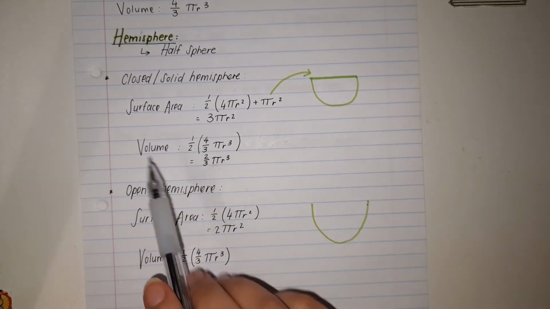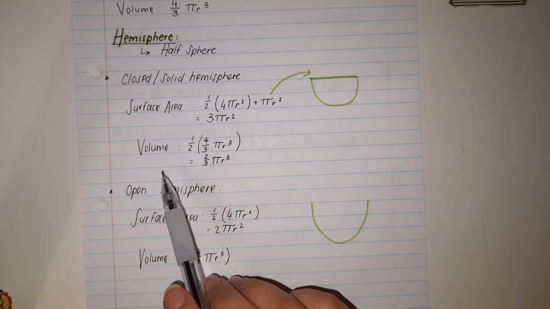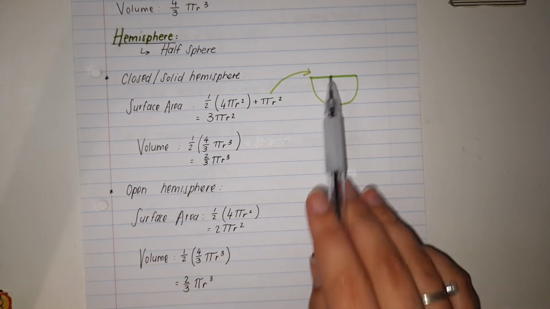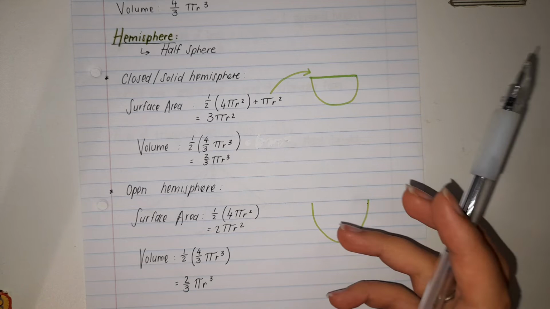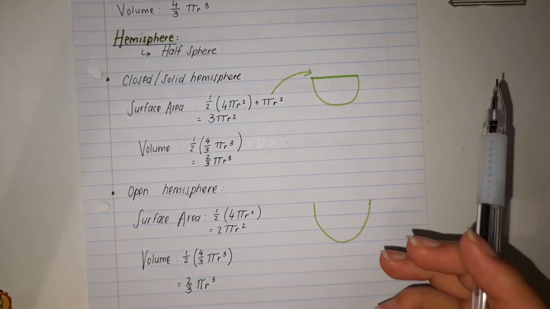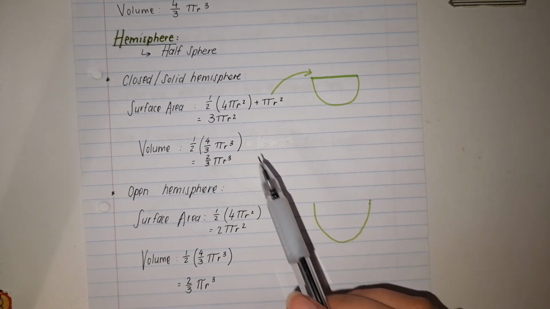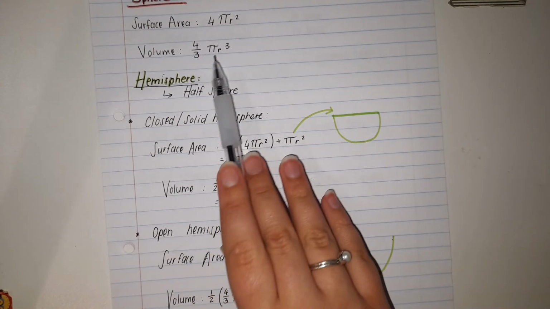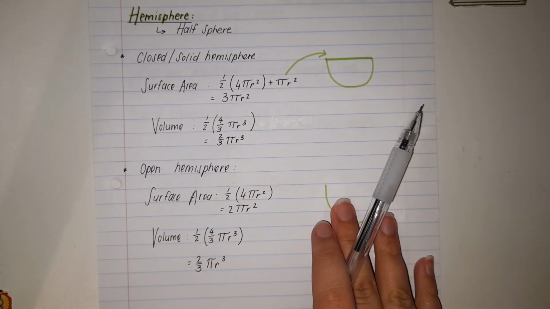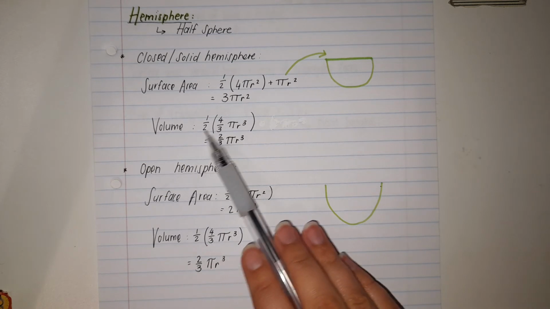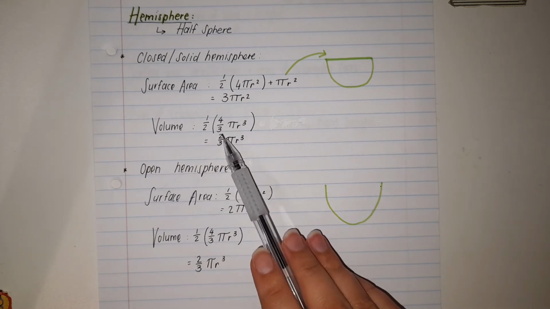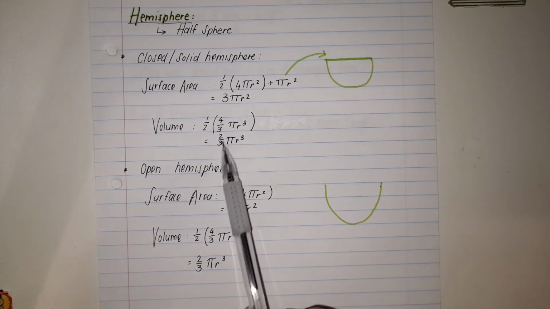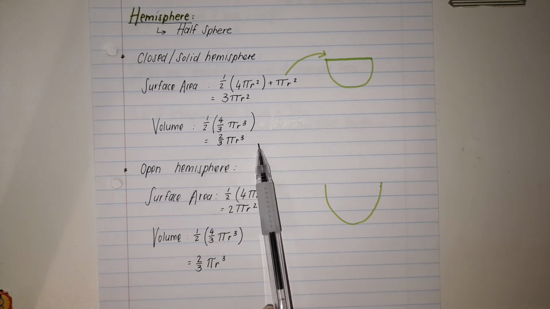Now again, with the volume, it's not going to change anything. Having it open or closed is not going to change how much that hemisphere can contain. Therefore, it is simply half of what our volume for a sphere would be. That would be a half, and then bracket 4/3 pi radius cubed, and that would give us 2/3 pi radius cubed.